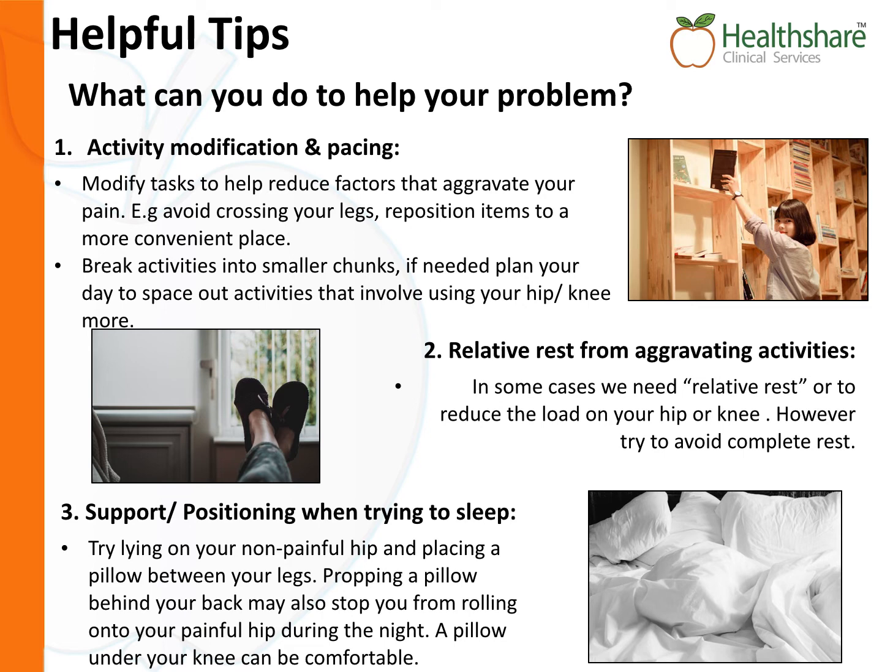So looking at things you can do to try and help your problem, the first thing we talk about, as we've mentioned as we've gone along, is looking at modifying your activity. So that might be reducing factors that aggravate your symptoms. For example, with hip problems, it's useful to avoid crossing your legs or reposition items to a more convenient place. So if you know that you're repeatedly bending down to pick something up or you have to twist regularly, you put it in an easier place to access. If you know that you're on your feet for a long period of time, or you've got a day of gardening to do, it might be trying to break your activities into smaller chunks.